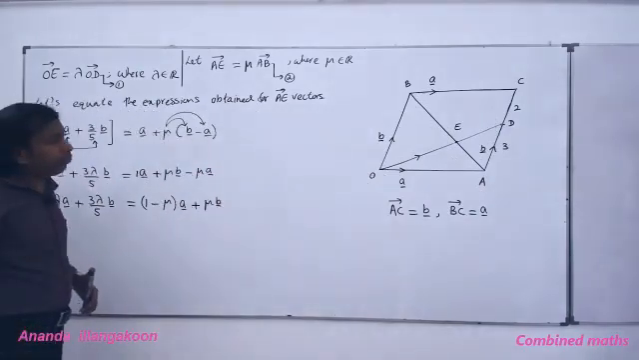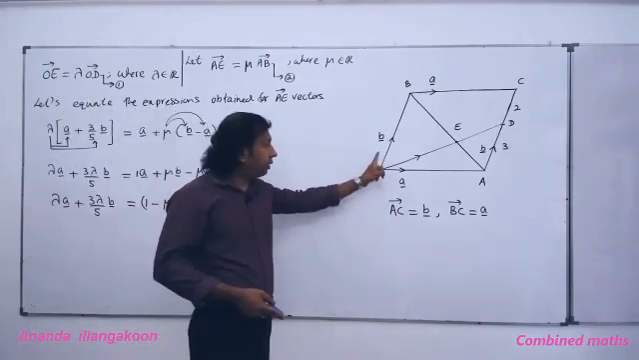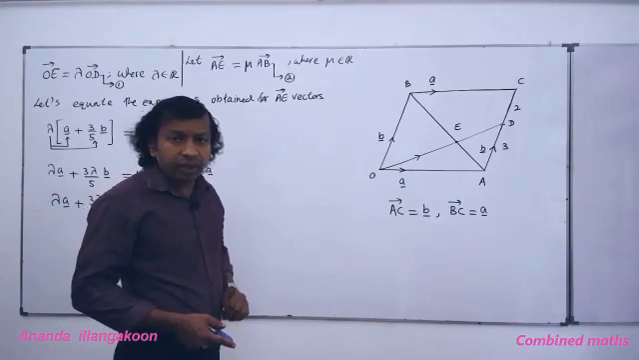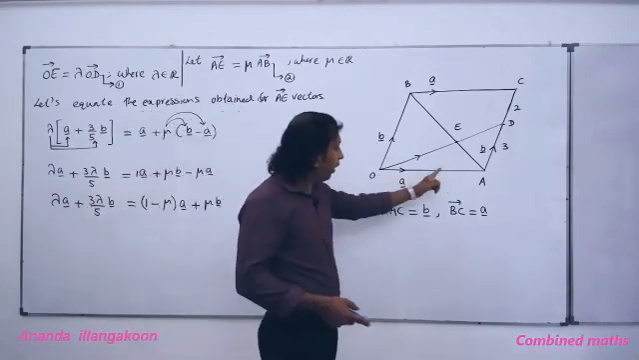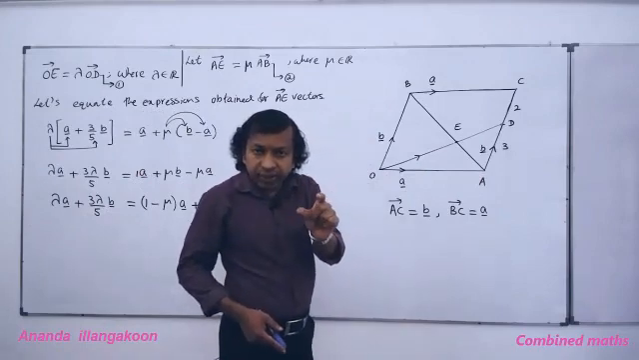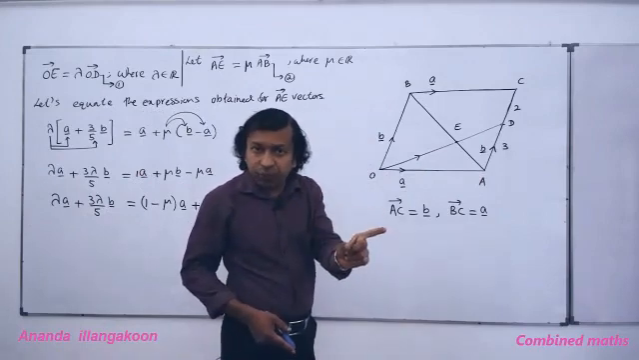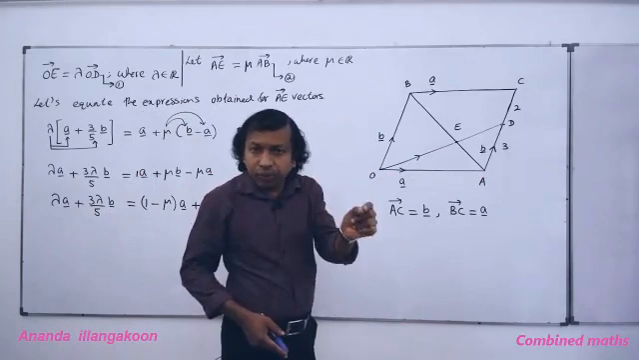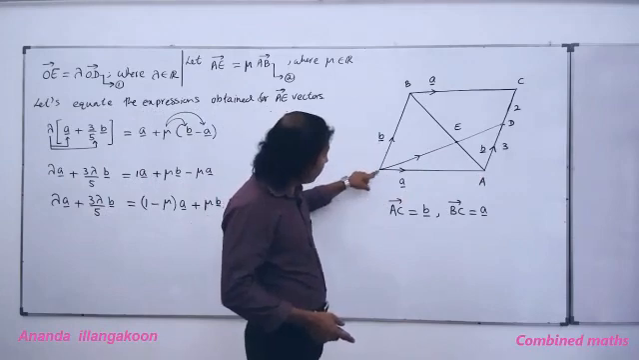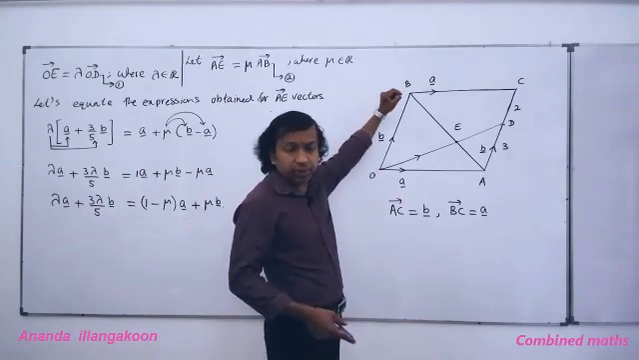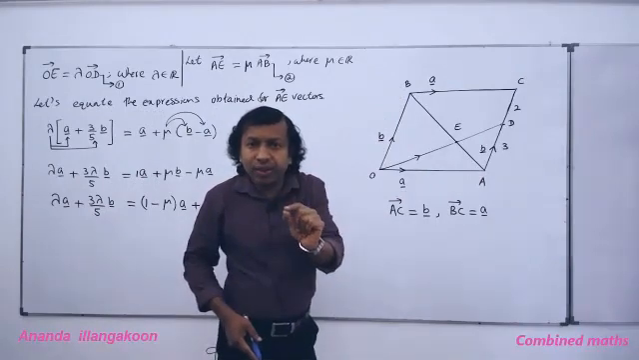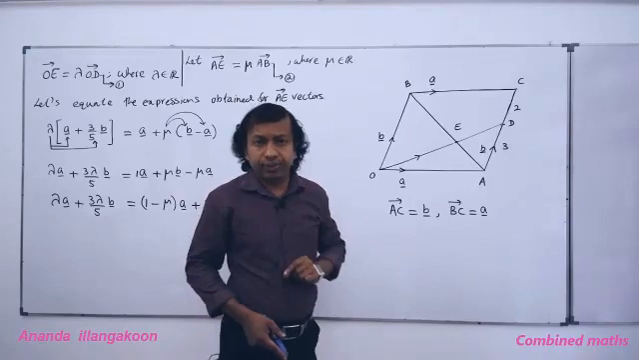What can you say about this vector a and vector b? Vector a is represented by this OA line segment. You can see that the OA line segment has a definite length, it is not 0, so vector a is not equal to the zero vector. Similarly, vector b is represented by the OB line segment. The OB line segment has a definite length, so vector b is a non-zero vector.